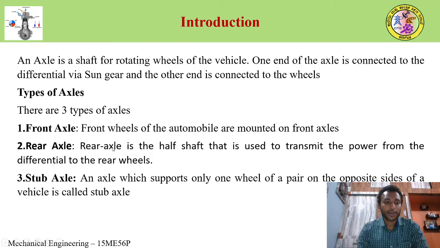Types of axles. There are three types of axles. Front axles, which correspond to the front wheels. Rear axle, which we have already studied. One end of it is connected to the wheel, and the other end is connected to the sun gear through the differential. A stub axle, which supports only one wheel of a pair on the opposite side of the vehicle, is called a stub axle.